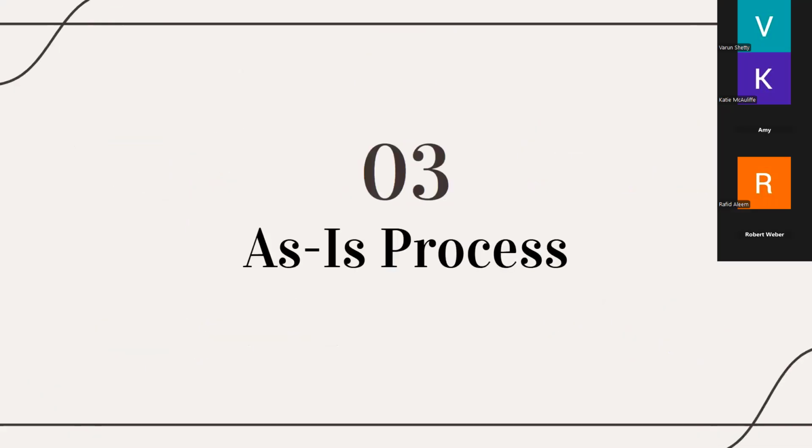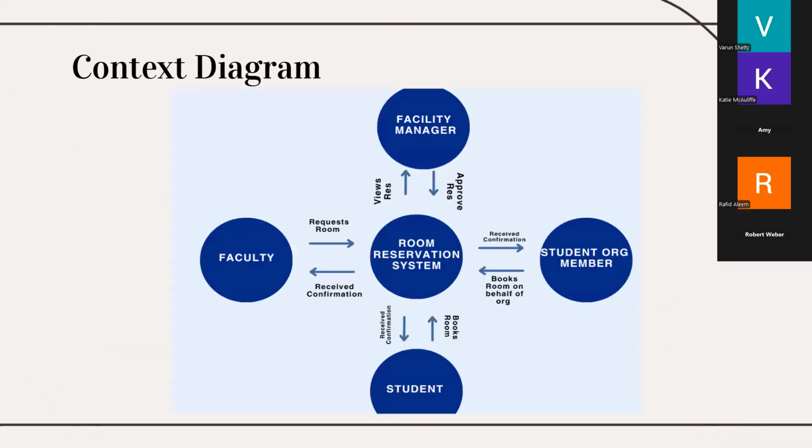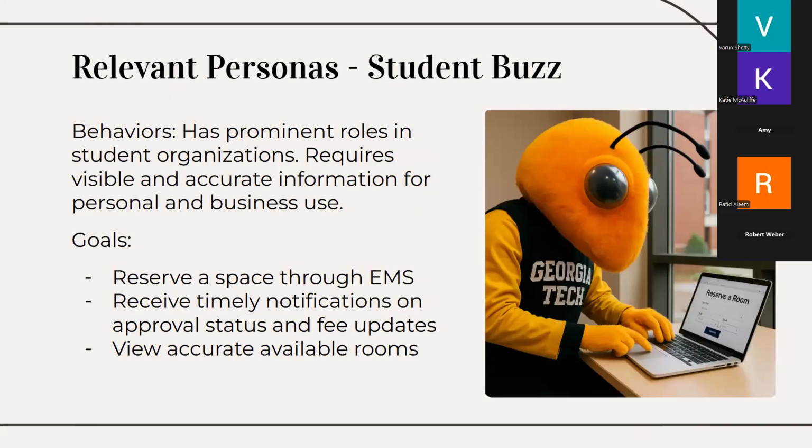So moving on to the as-is process. First, with our context diagram, we decided to break up and explain how reservations were viewed and approved. And then next, our first relevant persona we created was Student Buzz. Their goal is to reserve a space, receive timely notifications on approval status and fee updates, as well as view accurate and up-to-date information on rooms.